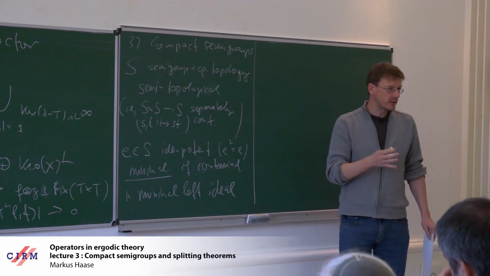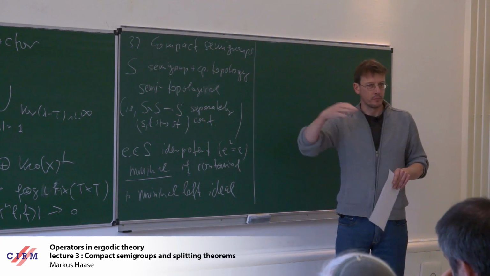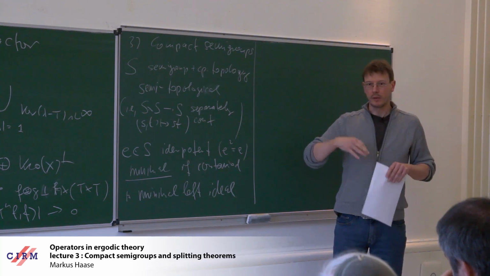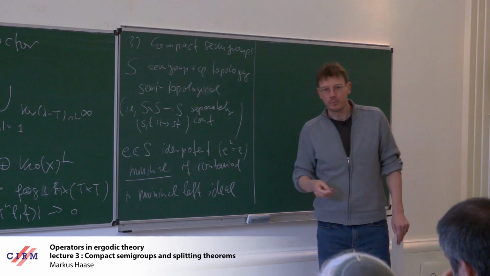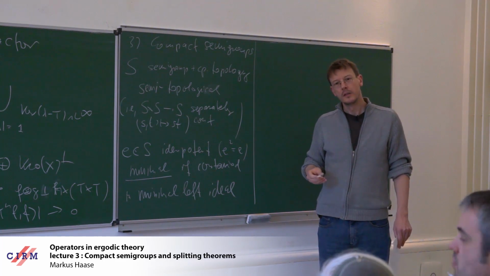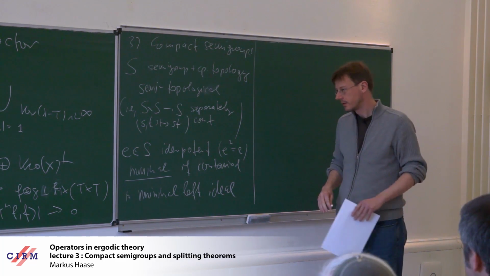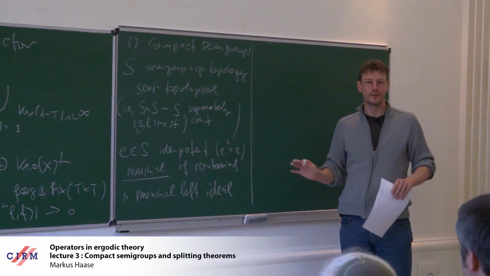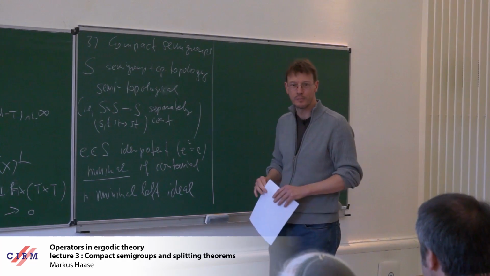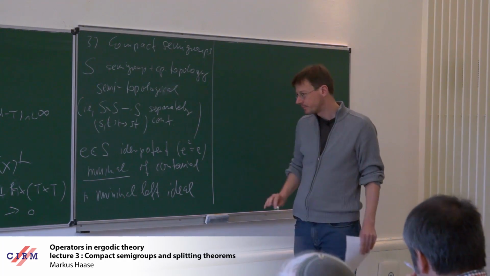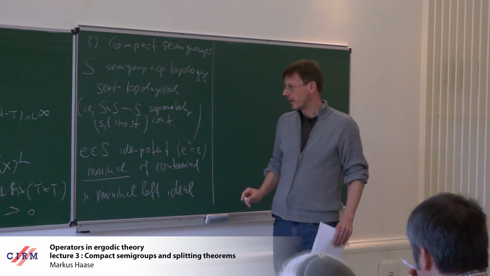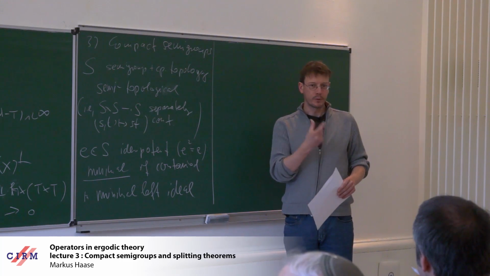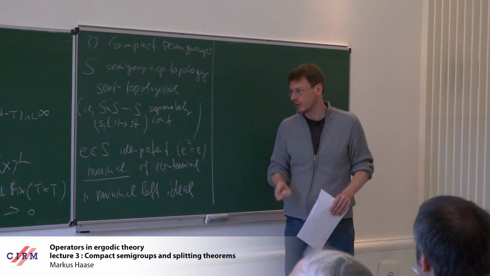A left ideal is a subset of S, and if you multiply it from the left by any member of S, you don't leave the set. That's a left ideal. You want it to be closed, basically. No. Minimal left ideals in a compact semigroup are actually closed, so it's not important. They are automatically closed. But I don't want to unfold the whole theory here. I just want to give you an impression of what the central notions are and what the central theorem is.